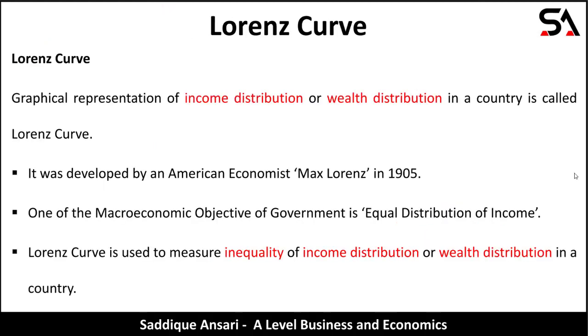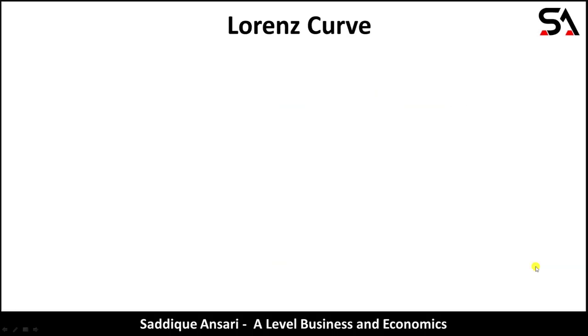Lorenz Curve is the graphical representation of income distribution or wealth distribution in a country. It was developed by an American economist, Max Lorenz, in 1905. One of the macroeconomic objectives of government is equal distribution of income or wealth, and in order to take steps to achieve that objective, government has to first measure income inequality in the country, and that is measured with the help of Lorenz Curve. So Lorenz Curve is used to measure inequality of income distribution or wealth distribution in a country. Now let's see how to make Lorenz Curve.